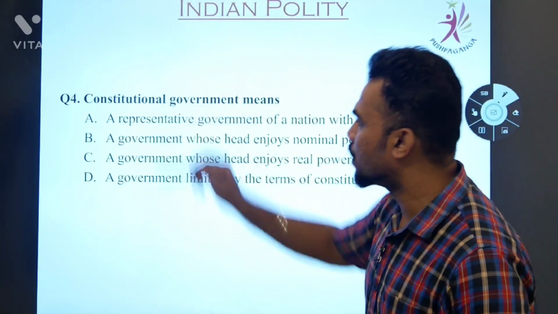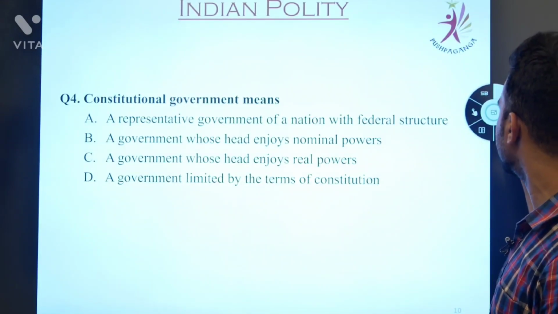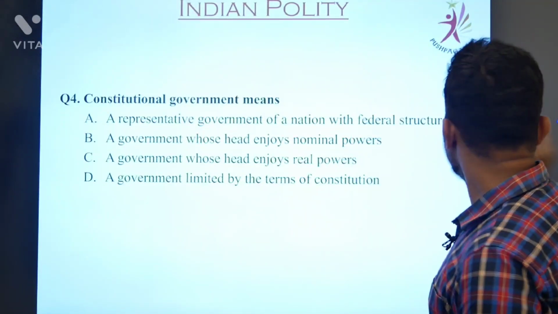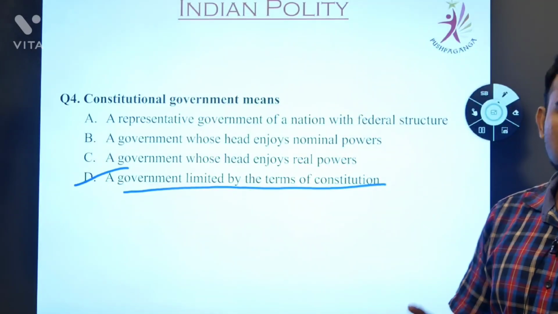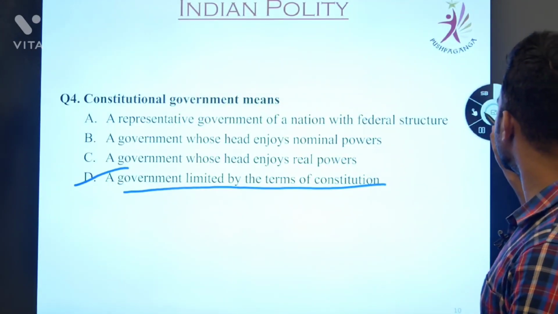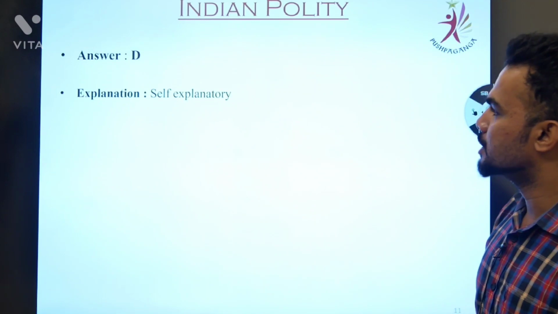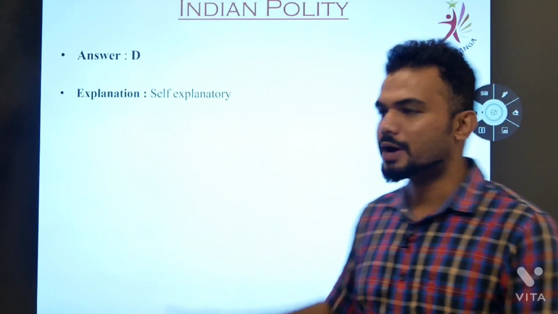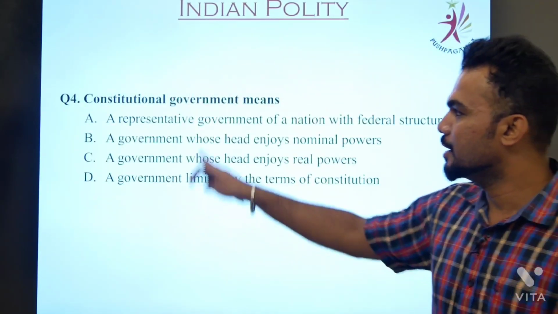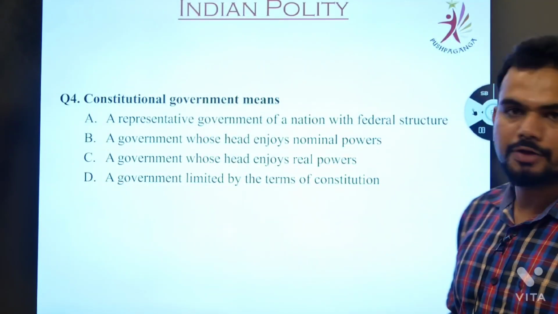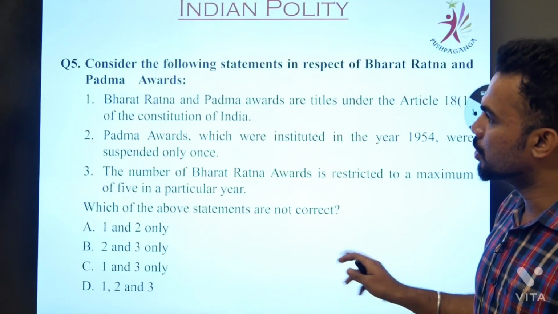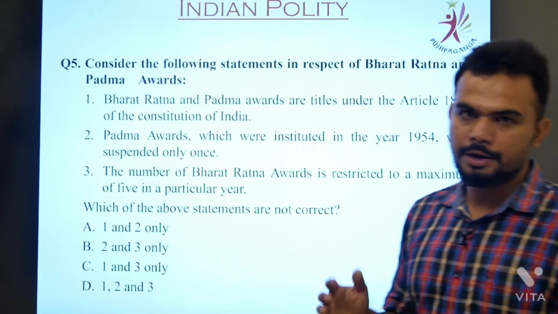So it is not a constitutional government. The constitutional government is nothing but a government limited by the terms of the constitution. So now we'll see the explanation about this. What it says is self-explanatory. So the answer for this question is D. The constitutional government means a government limited by the terms of the constitution. Now we'll go with the next question. So here is the next question.